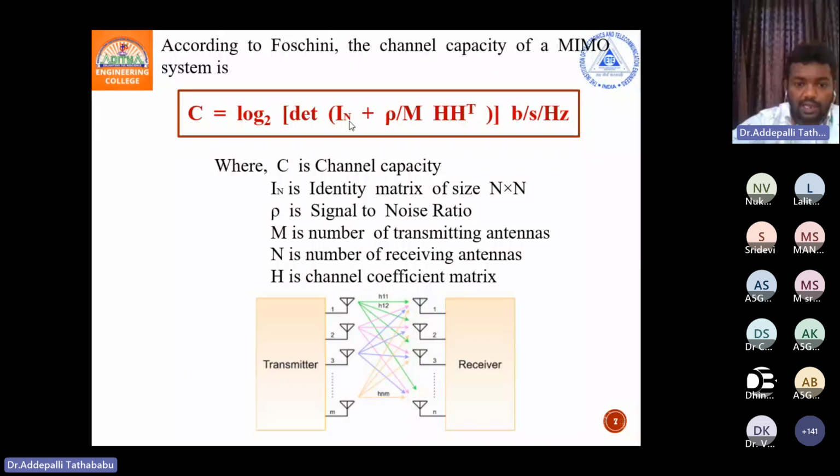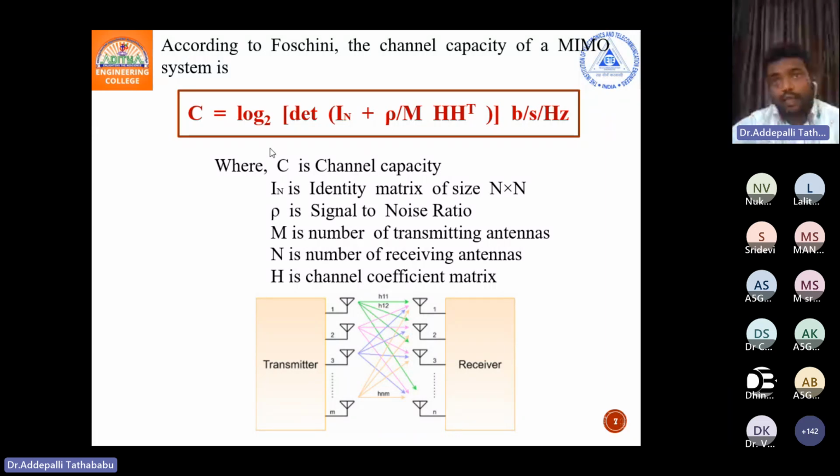The N indicates the number of receiving antennas. This is the identity matrix. Rho indicates the signal to noise ratio, signal power to noise power. M indicates the number of transmitting antennas. H indicates the channel coefficient matrix, in bits per second per hertz. So how it improves, we have to analyze. If you take the SISO system, single input single output, the channel capacity according to Shannon depends upon the bandwidth, because there are constraints on the power, and all the devices are portable.